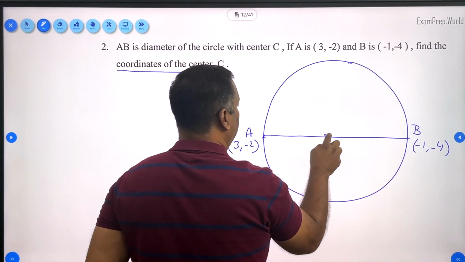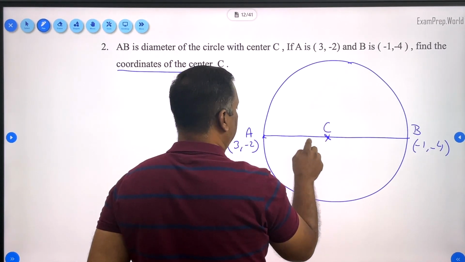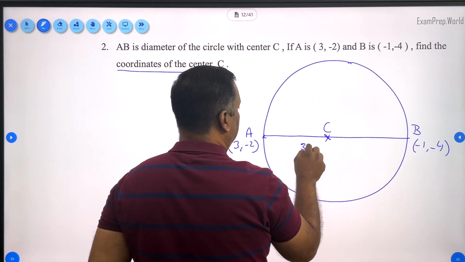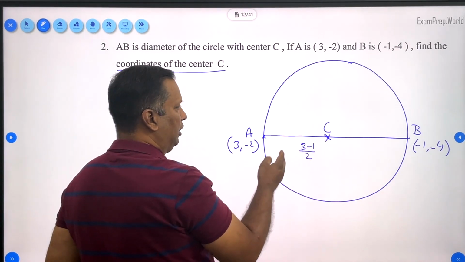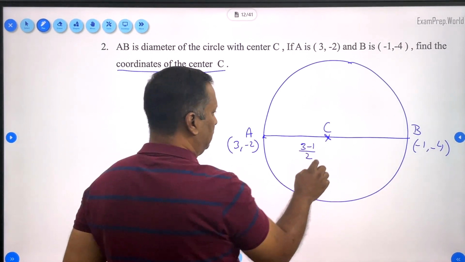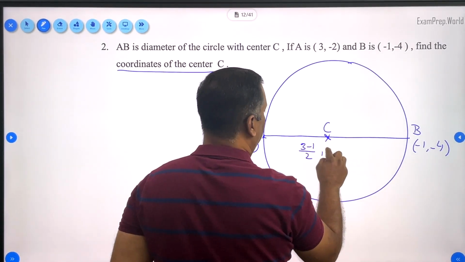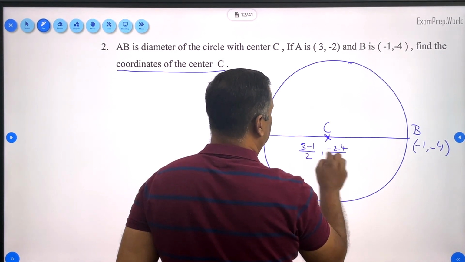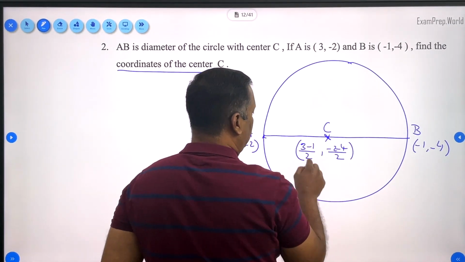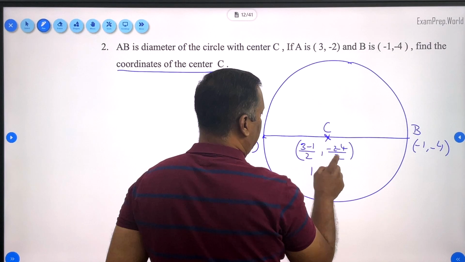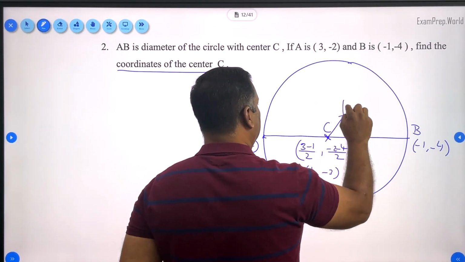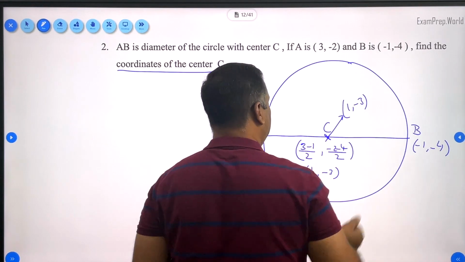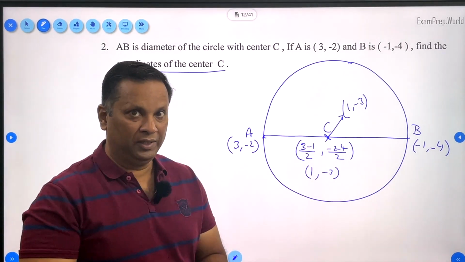So the points of center will be 3 minus 1 by 2. I am not writing plus minus 1 because 3 plus of minus 1 is 3 minus 1, and -2 -4 by 2. So it is 2 by 2, which is 1, and -6 by 2 is -3. So this point is 1 comma -3. So we found the coordinates of center.